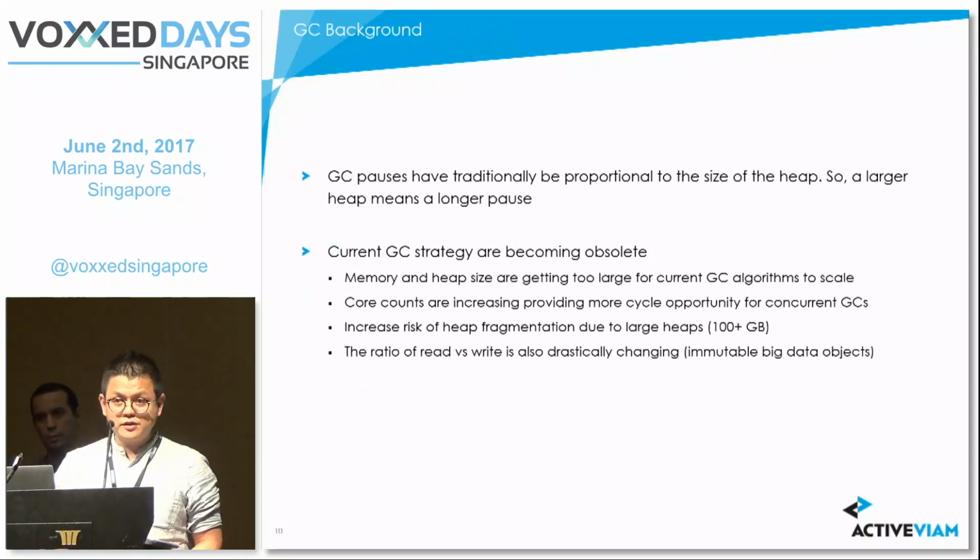With the previous GC strategies that were employed, the pause times were proportionate to the size of the heap. That's why they are obsolete today. They have been replaced by techniques that make use of what we have today, which is larger memory and, of course, multi-core processors.